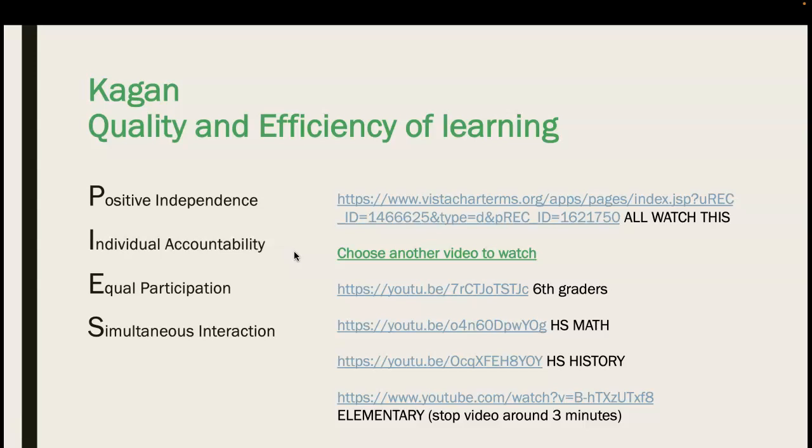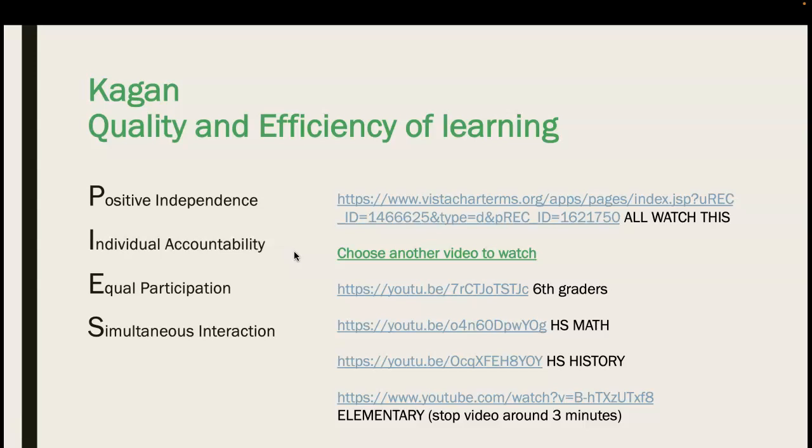So Kagan is basically the quality and efficiency of learning. And they have an acronym called PIES, which is positive independence, individual accountability, equal participation, and simultaneous interaction. So when a teacher is using Kagan strategies to improve how their students learn, they are teaching how to be independent. They are teaching how to be accountable for your own learning, how to take control of what you're learning. They make sure that everybody has a voice, and the voice is simultaneous, which means it's not a situation where people are just waiting around for their chance to answer a question.